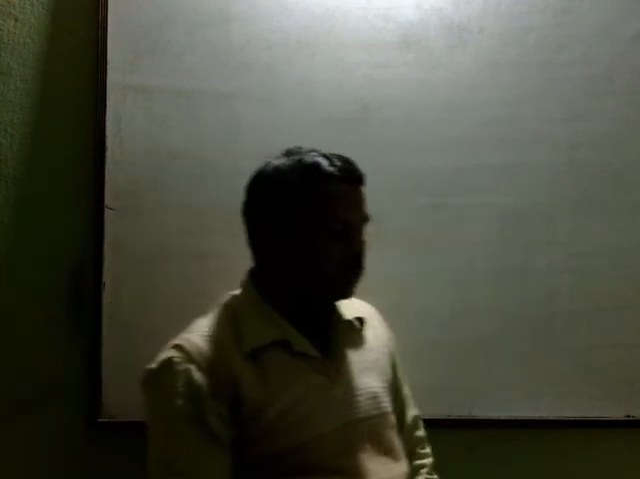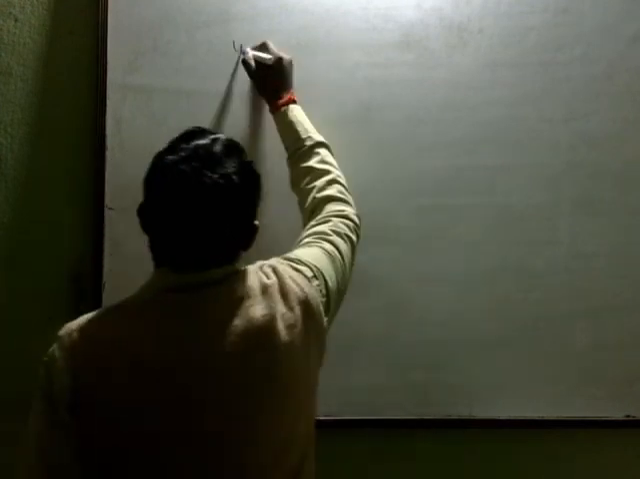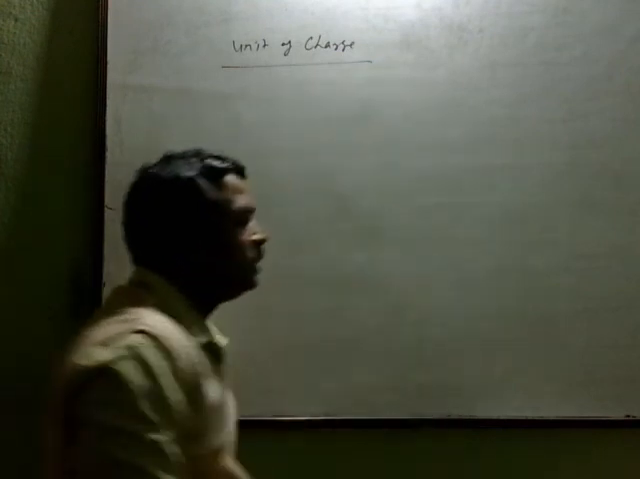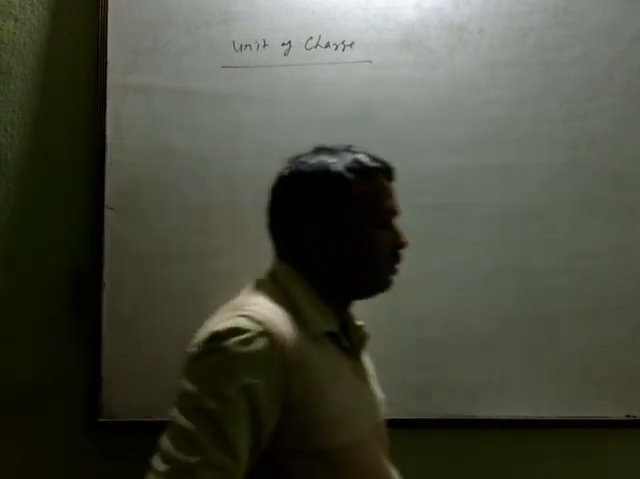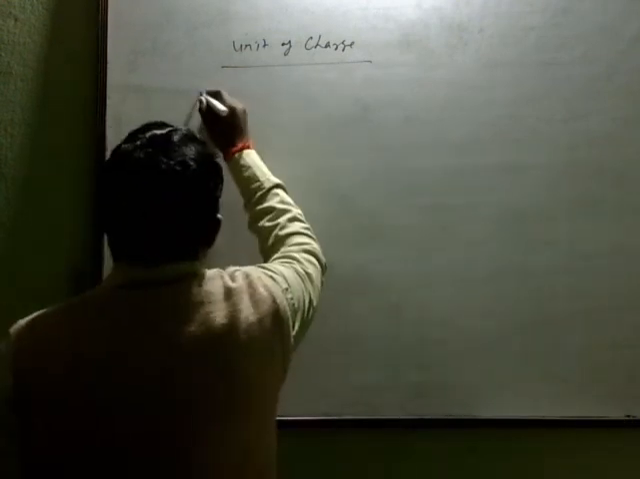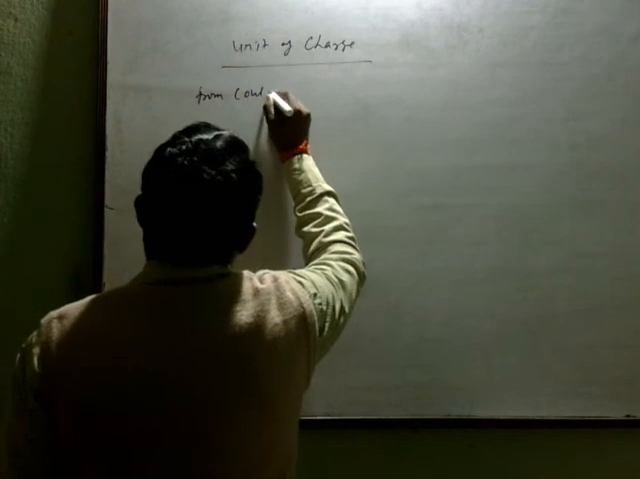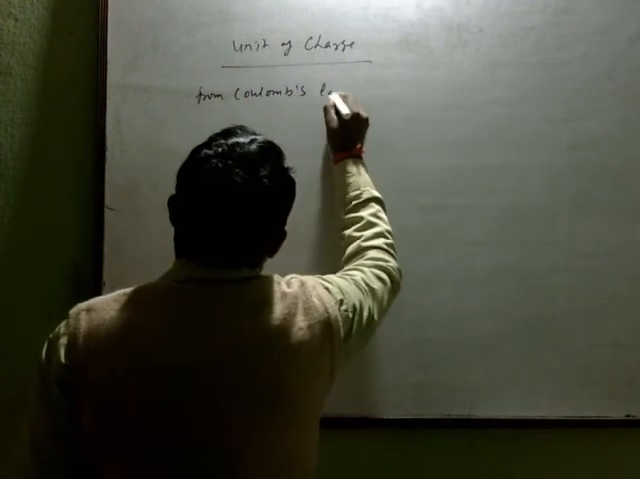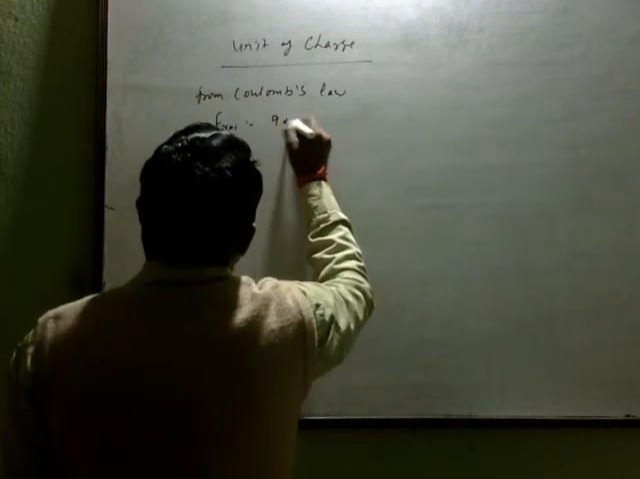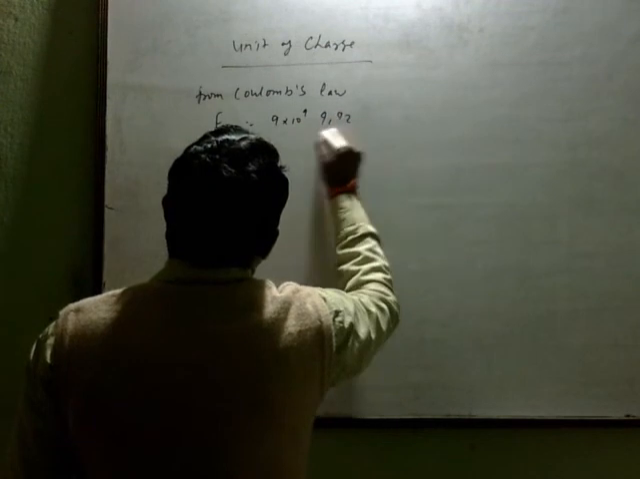Now students, we got the formula of Coulomb's law in electrostatics. But how can we find the unit of charge? Yes, we can find the unit of charge, according to Coulomb's law. What is the formula of Coulomb's law? F vacuum equal to 9 into 10 to the power 9 Q1 Q2 by R square.